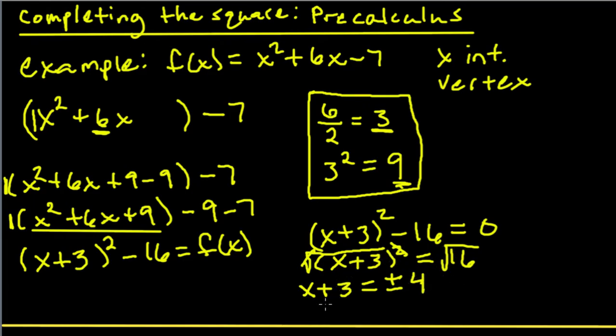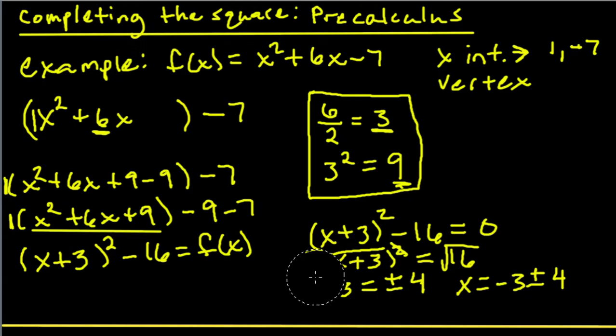Now we subtract the 3 from both sides, and we get x equals negative 3 plus or minus 4, which for our x-intercepts gives us negative 3 plus 4, which is 1, and negative 3 minus 4, which is negative 7.